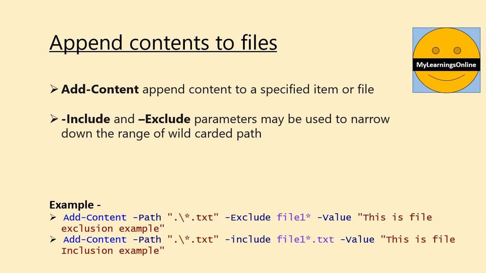The include and exclude parameters are used to narrow down the range of a wildcarded path. In this example, in the first command, we are trying to add contents to all the text files specified under the path parameter, but we are excluding all the files which have file1 in their name using the exclude parameter. In the second command, we are adding contents to files specified under the path parameter. Here, we are including only files which have file1 in their name using the include parameter.